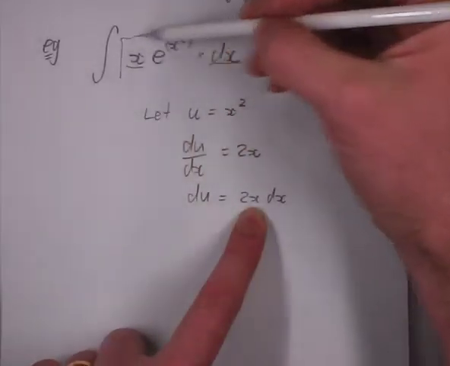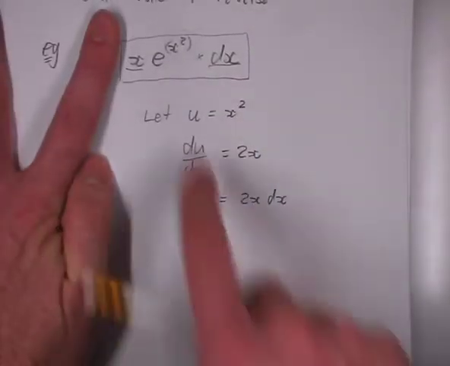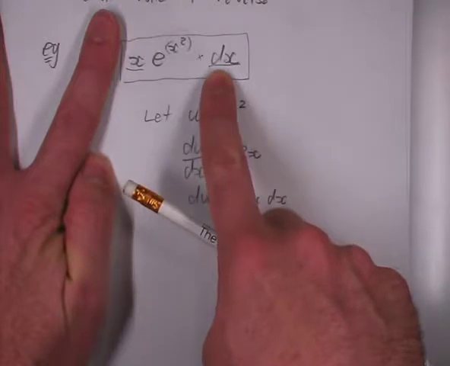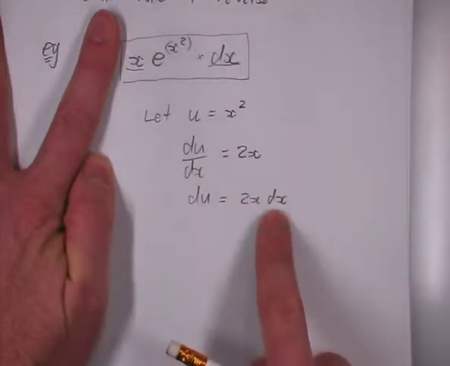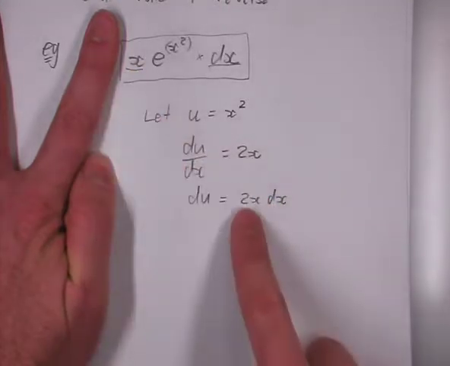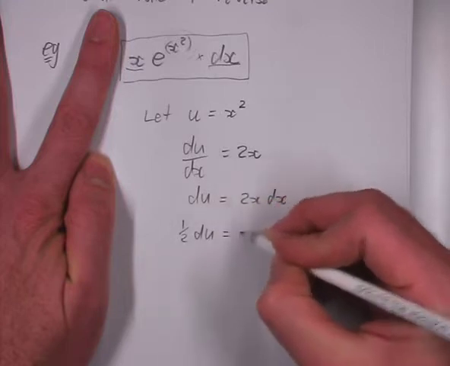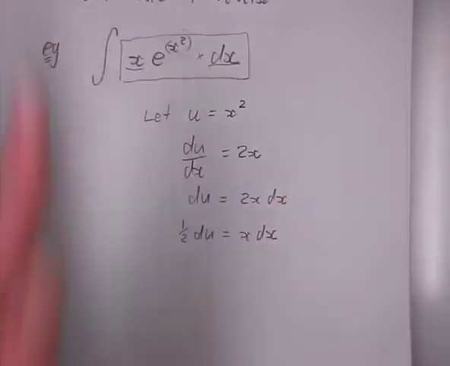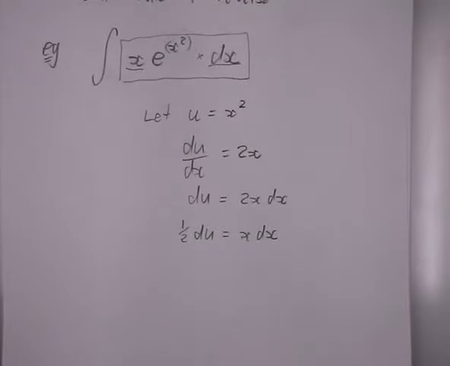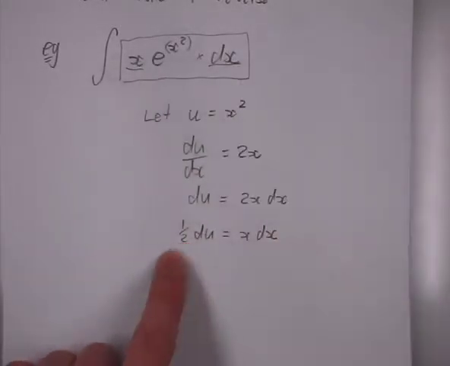I'm going to focus on this bit next to the integral, ignore the integral sign for now, and say, look, x and dx are multiplied together in this formula, and here they are again. The problem is I don't have a 2 up here. So I'm going to get rid of that 2 by dividing both sides of this formula by 2. Half of du is x dx. And now, the x dx must be equal to a half du.